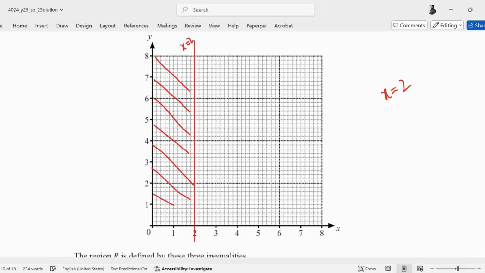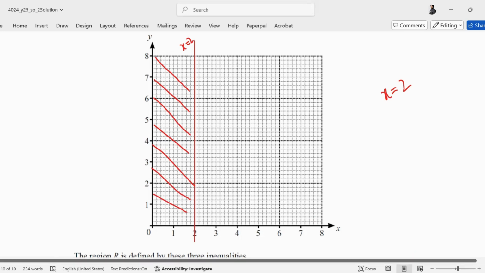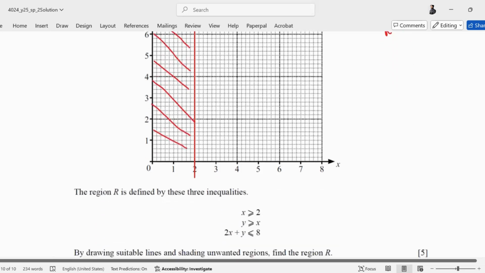This is x. The region that I've shaded is the unwanted one. x is greater than or equal to is on the right.